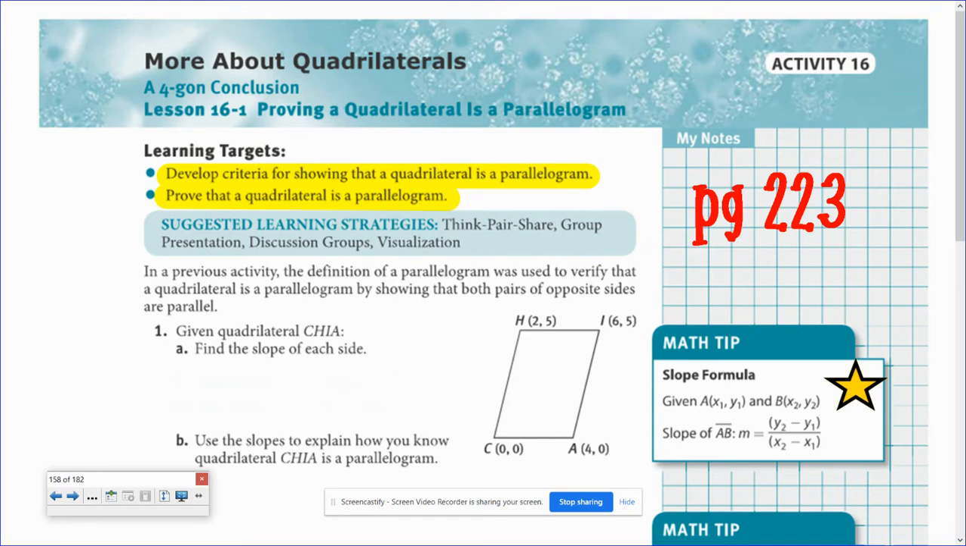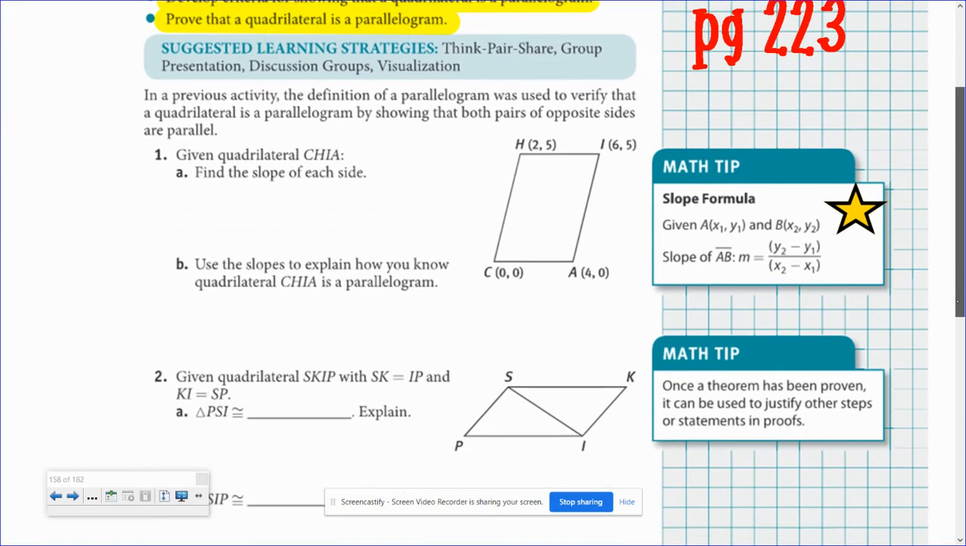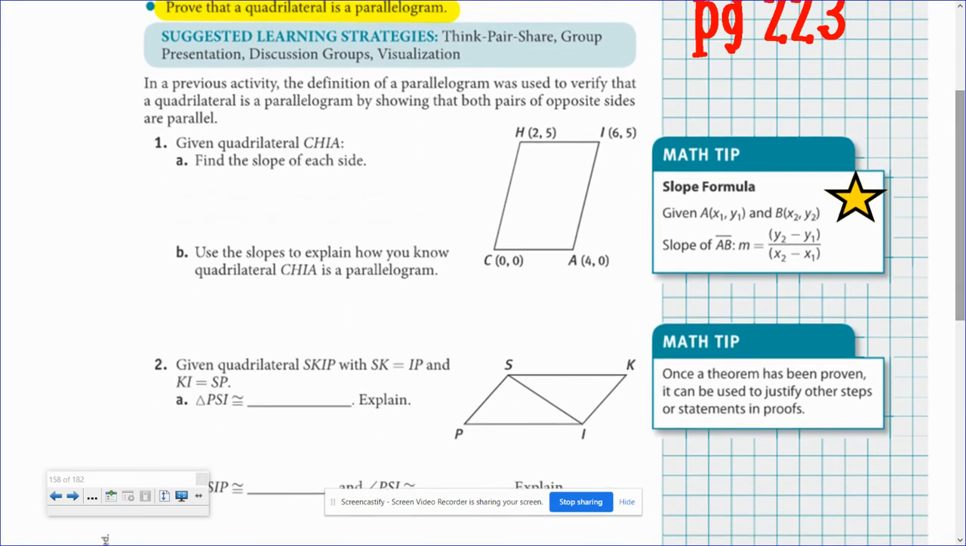In a previous activity, we learned that the definition of a parallelogram was verified by showing the opposite sides are parallel. That's how we get its name, parallelogram. We're going to start by looking at quadrilateral CHIA, C-H-I-A, and find the slopes of each side. You're going to find 4 slopes here. Find the slope of CH and AI, and the same thing with CA and HI. Go ahead and find those slopes, and we'll talk about what that means after.